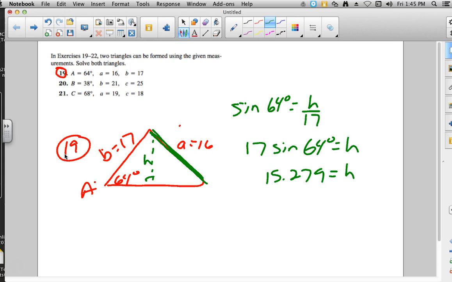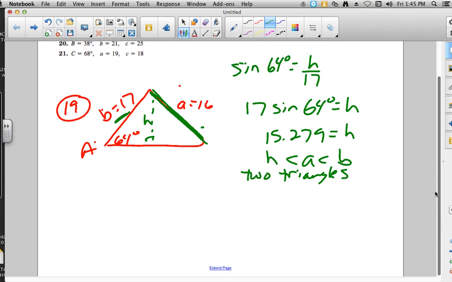Now that means that our side length of 16 is longer than the height, so that guarantees one triangle. However, it is shorter than the other side, and so that means if it were to rotate, it will hit the base of that triangle again, and it will form two triangles. So because a is greater than h, but b is greater than a, we do get two triangles. All right, so away we go.